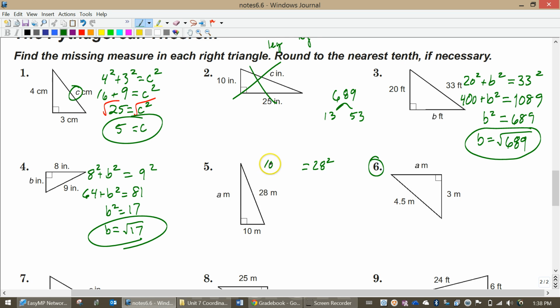And we get 10 squared plus a squared. By the way, it doesn't matter, a or b are both legs. It doesn't matter their location, you know? Doesn't matter. So that's 100. And I say that because I'm cool. 28 squared is 784. I know I don't have that memorized. That's kind of sad.